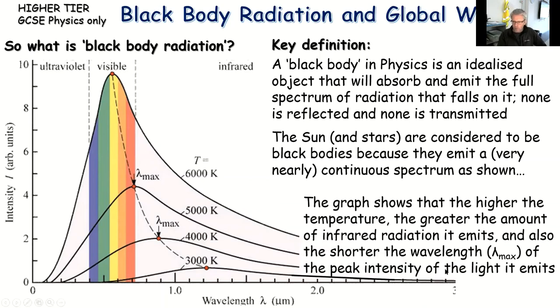Now, why is this important? Well, it shows us a few things. It shows that the higher the temperature, the greater the amount of infrared radiation it emits, and also the shorter the wavelength of the peak intensity of light it emits. So this is quite important because if we're talking about black body radiation, you may see a graph like this and you may be asked to interpret what it's showing us or use data from it to explain the amount of infrared radiation and how brightly it's emitting visible light as well, or the intensity.